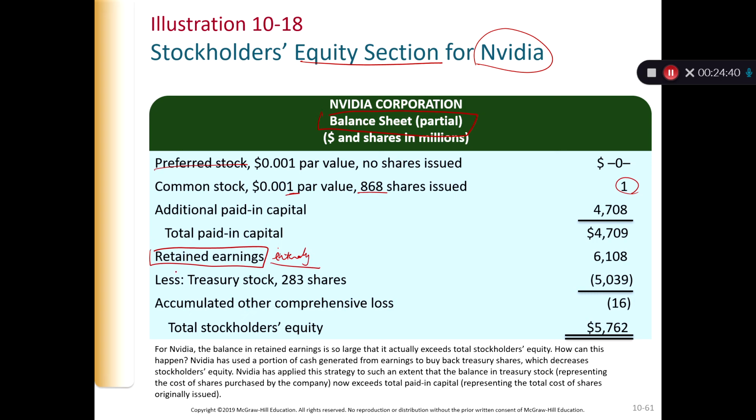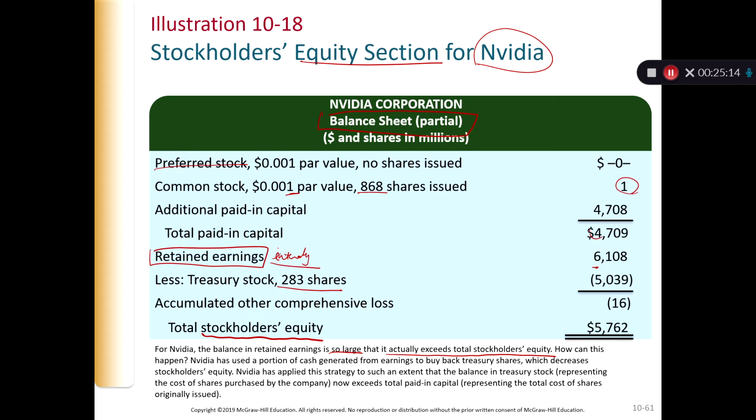Interestingly enough, they actually have a lot of treasury stock. They have 283 in treasury stock, which is worth $5,039. And then they have accumulated other comprehensive loss, hence the total stockholder equity is $5,762. So what I want to say is that if you notice for NVIDIA, the balance in the retained earnings is so large that it actually exceeds the total equity, right?